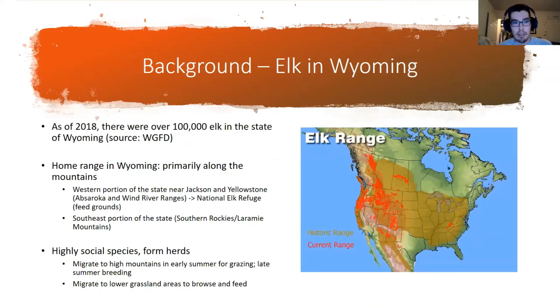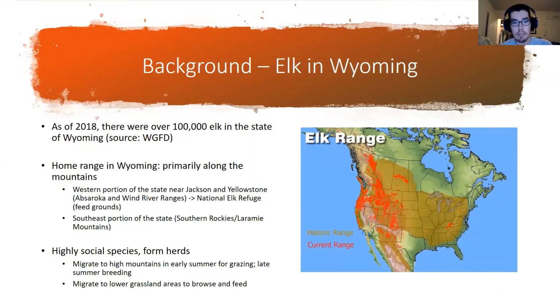And so just a little bit about elk. As of 2018, there were over 100,000 elk in the state, according to Wyoming Game and Fish. Obviously, looking at their historical range, their numbers and distribution are much reduced, but overall, they're considered a pretty healthy and robust species, both in Wyoming and throughout the western states. Their home range in Wyoming is primarily along higher elevations in the mountains, so that basically means the western portion of the state, especially near Jackson and Yellowstone.